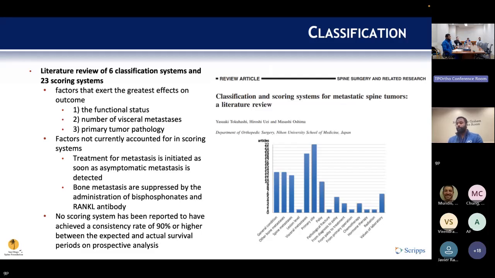This was a literature review looking at all the classification systems at the time. There were 6 classification systems, 23 scoring systems, which you can see. And basically they were looking at the most common. If you look on the right, most of the articles went into primary site, where the primary tumor was, and also whether or not they had visceral mets. Most of them had some perspective on the general condition of the patient, some lab values, and whether or not there was any bony mets.